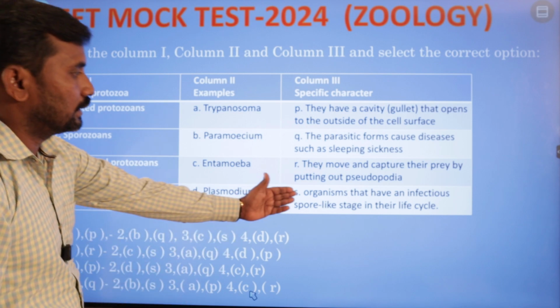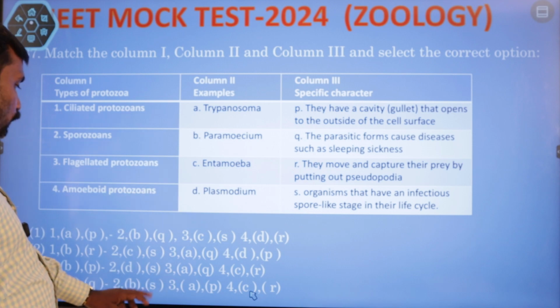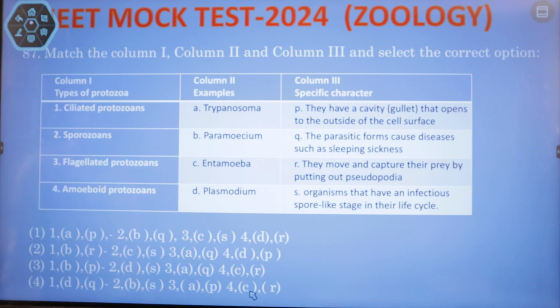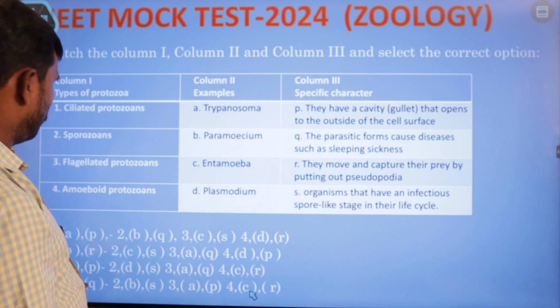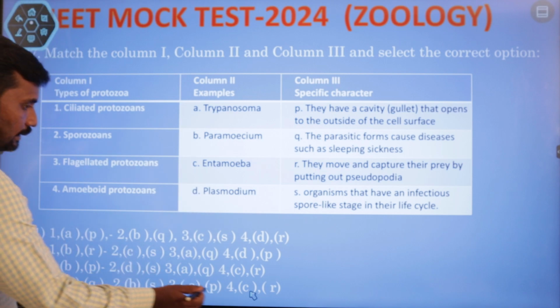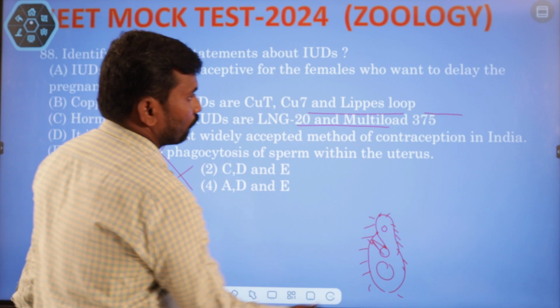Sporozoans, as you know very well, are spore-like organisms. So for the first one, the answer is 1B. Clear? The second one is called P. The third one is the correct answer.